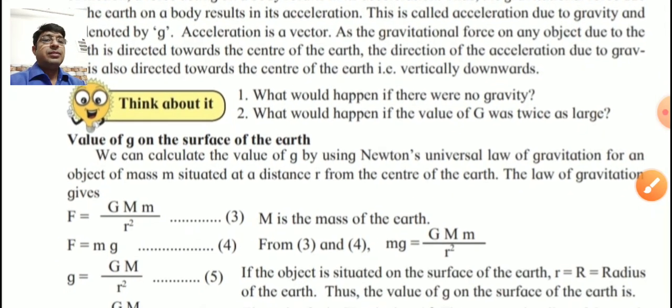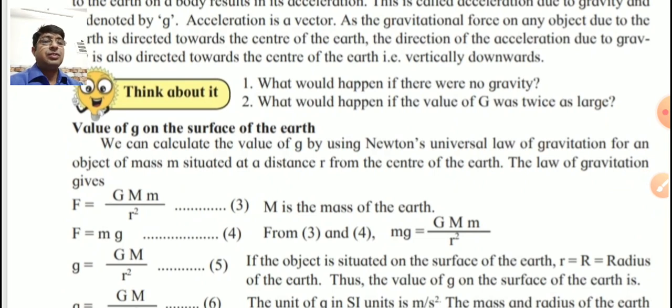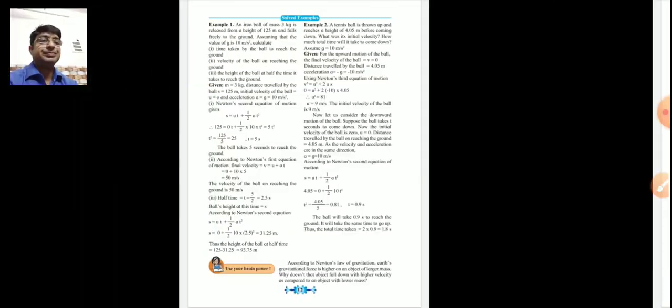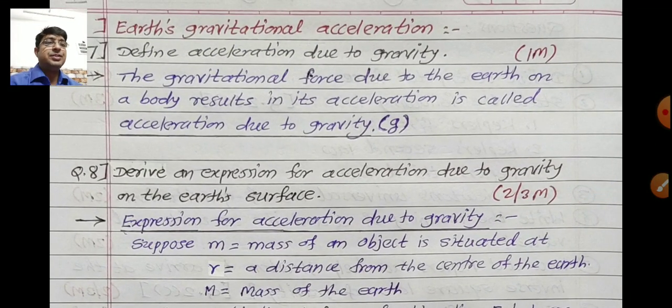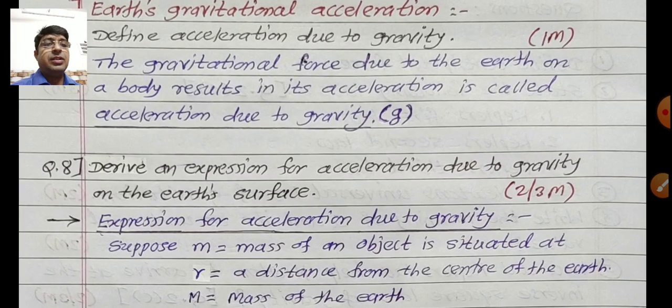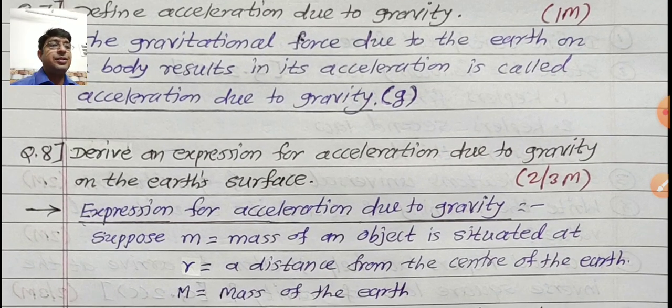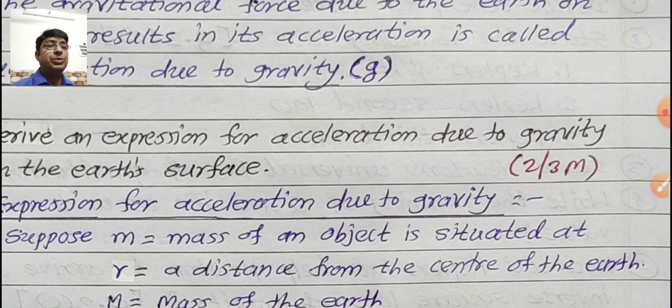Now, first of all, we see the derivation of acceleration due to gravity. So this question is asked for 2 to 3 marks. First of all, I will show the answer to this question on one paper. See here, the question is asked this way: define acceleration due to gravity. The answer we already learned here. And the second question: derive an expression for acceleration due to gravity on the Earth's surface. This question is asked for 2 to 3 marks.